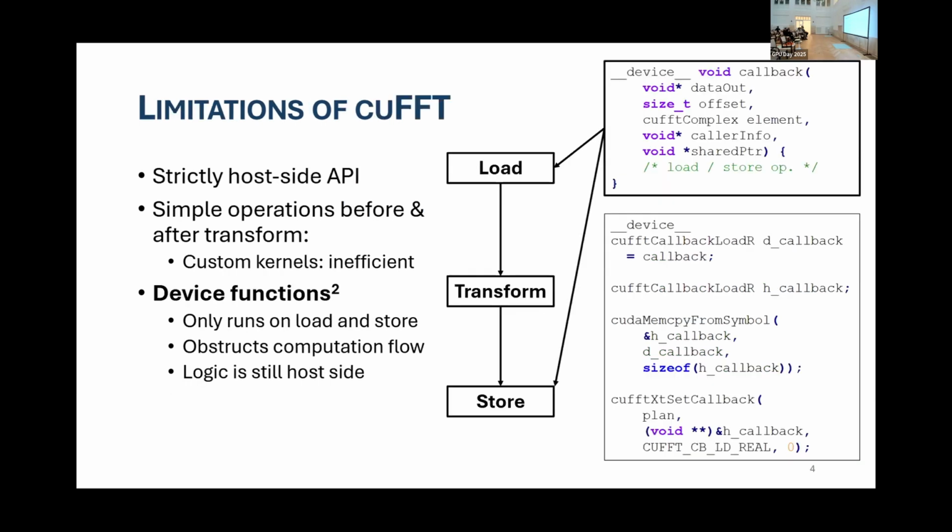Namely, what if we want to do some very simple one-off operations before and after the Fourier transform? Well, the naive approach would be to use a separate GPU kernel, but that's just terribly inefficient. The preferred way is to use the device functions or device callbacks, which are basically CUDA device function pointers that can be supplied to the library. They have the following signature, and they execute during load and store.